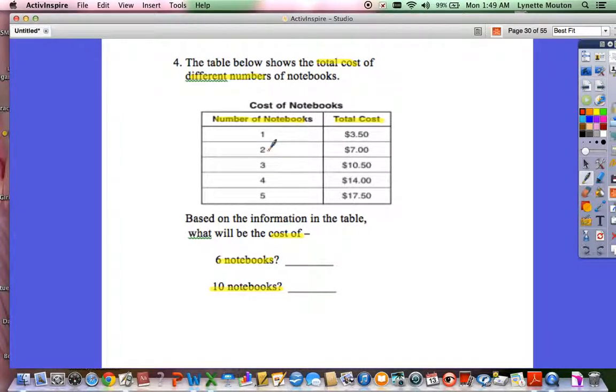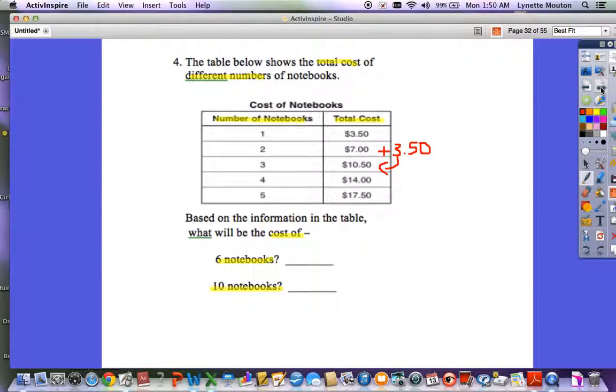So if you have 2 notebooks, how much is that going to cost? Well, $7, because each one again cost how much? $3.50. Okay, so 3 notebooks would mean you would take that $7 and add another $3.50, because each notebook costs $3.50, which would bring you to a total of $10.50.